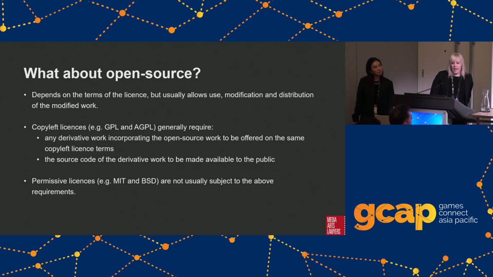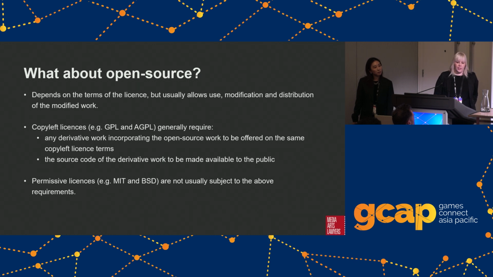generally require any derivative work that incorporates the open source work to be offered on the same copyleft license terms. So that means you basically have to offer your new software that incorporates this software for free, or perhaps not for free if that's not what you acquired it for, but generally you have to make it available. It also generally requires the source code of the derivative work to be made available to the public. So if you don't want to make your source code available to the public, you definitely don't want to include any copyleft open source software in your product.